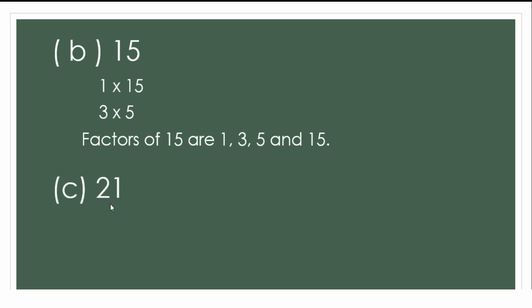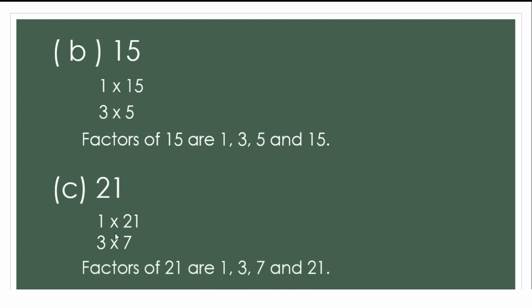21. Factors of 21: 1 21 is 21. Then in the 2 table or any other remaining table you won't get it. Only in the 3 table. 3 7s are 21. So factors of 21 are 1, 3, 7 and 21. Let us move on to the next one. In question 1, the remaining sums are homework.